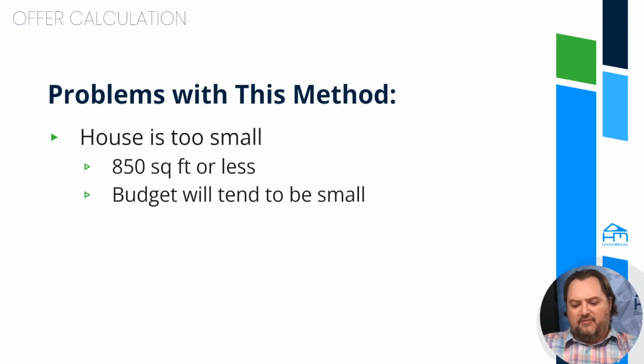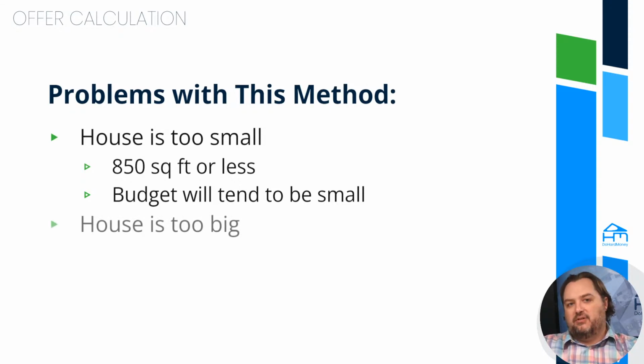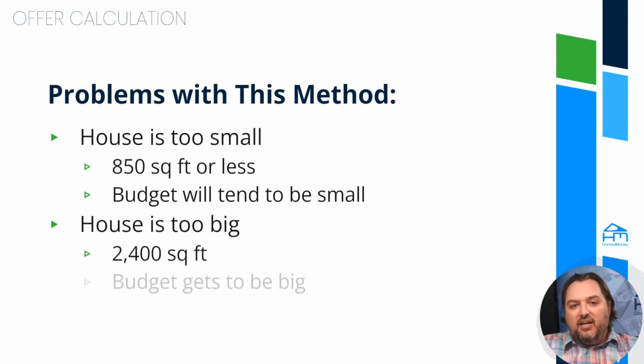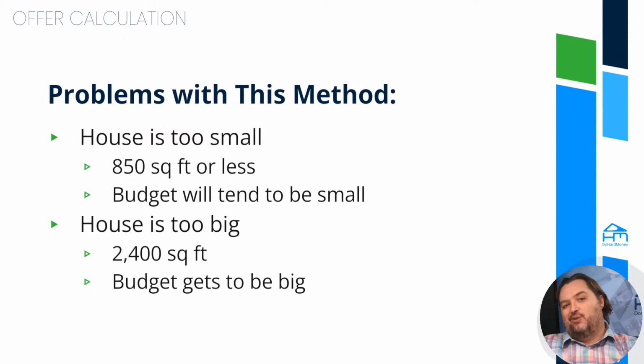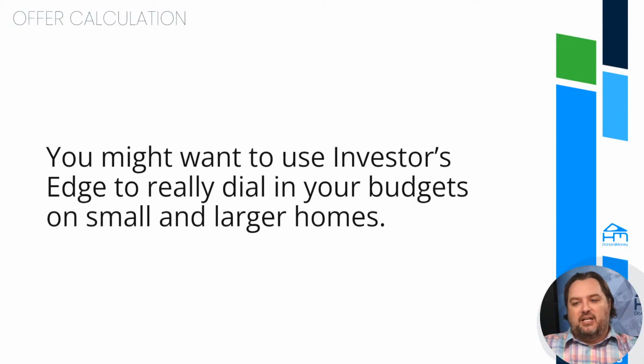So if your square footage is less than that, just be careful. I don't recommend doing properties that are less than 2 bedrooms. I prefer 3 beds, 2 baths. But if the house is way too big, you can also get into this. So if it's over 2,400, I would probably even say closer to 3,000, the budget might get a little big.